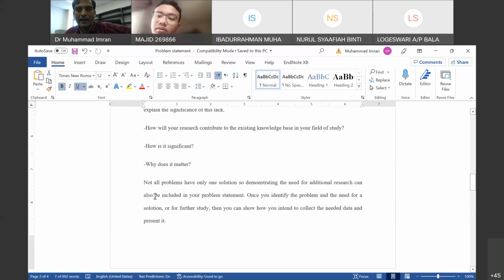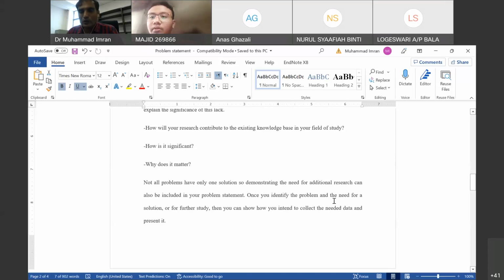Not all problems have only one solution. Also go for alternatives, don't go for only one solution. For one problem there are many solutions. But which solution is more relevant and easier? That solution should not take so much investment, and it should also not take so much time. Understand? This should be included in your problem statement.